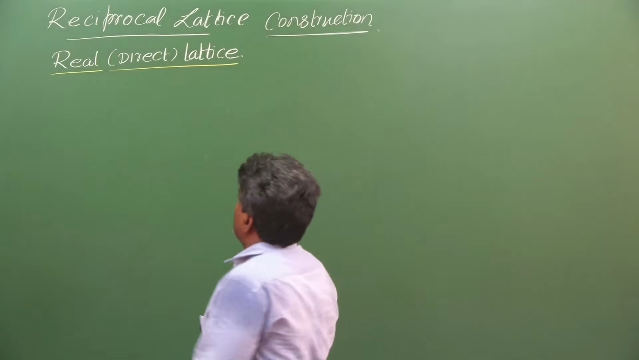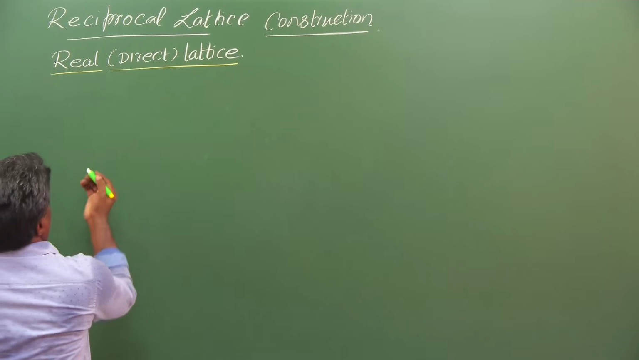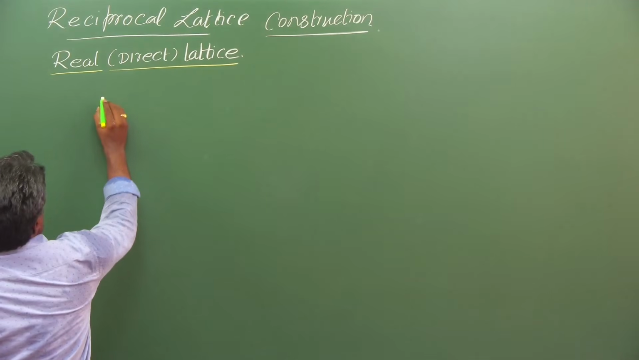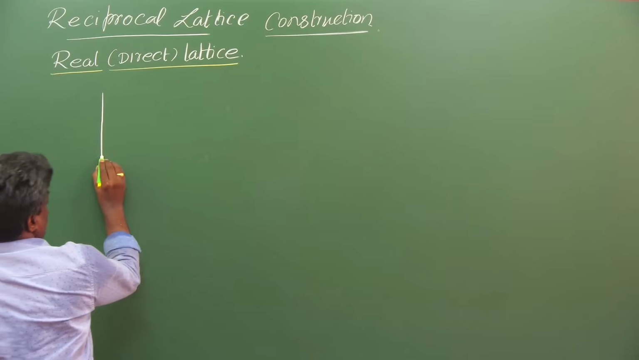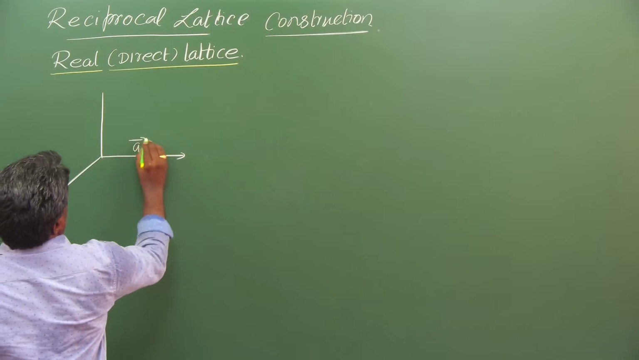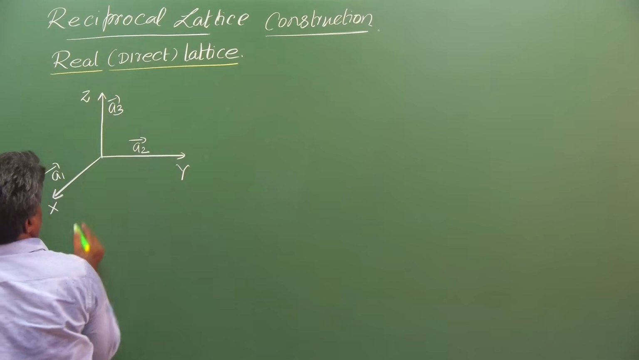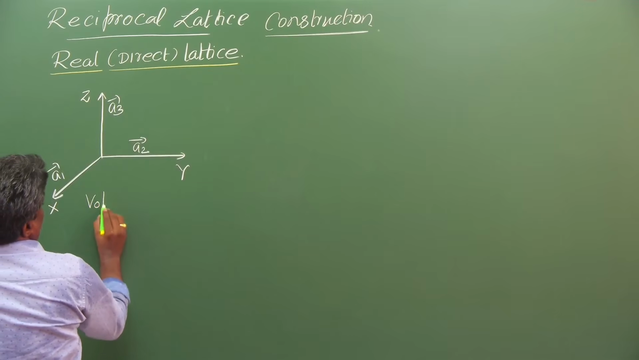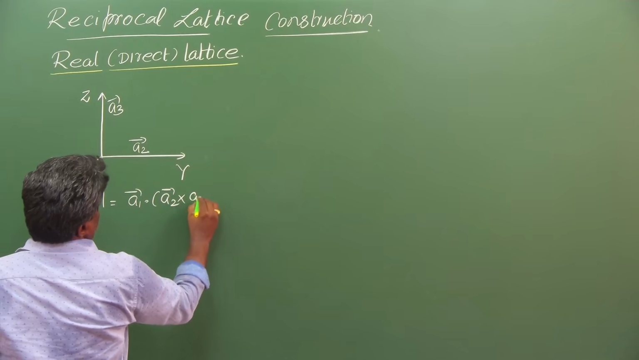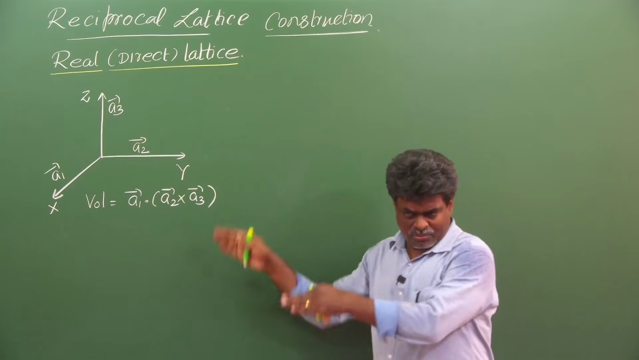Stop. Now the reciprocal lattice construction. Here I have a direct lattice, the real lattice. Very easy, listen. A1 bar, A2 bar, and A3 bar. This is the x-axis, y, and z. So everybody knows the volume of the real space: A1 bar dot A2 bar cross A3 bar. Or you can take A2 bar dot A1 bar cross A3. You know, three terms are there.